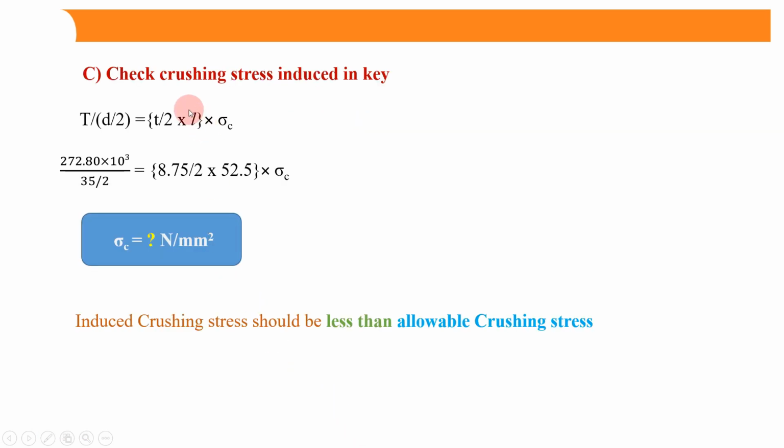What is step C? Check crushing stress induced in the key. So T divided by D by 2 is equal to T by 2 into L into sigma C. Find out this sigma C, the induced crushing stress, and it should be less than your allowable crushing stress.